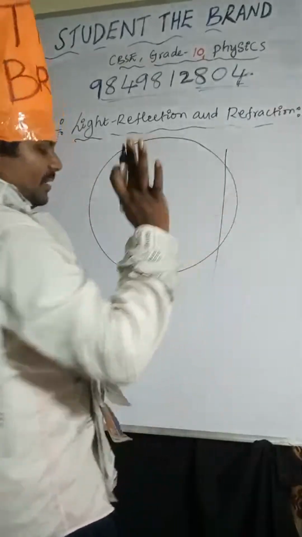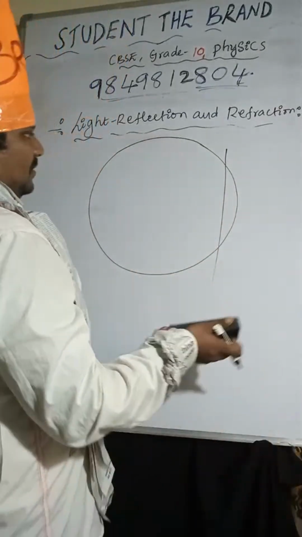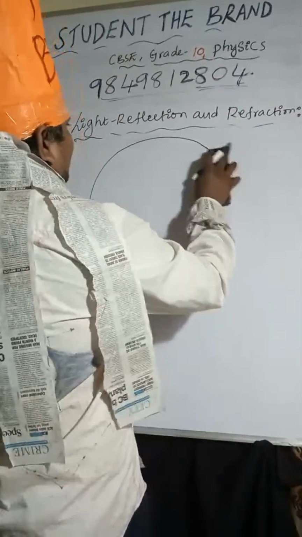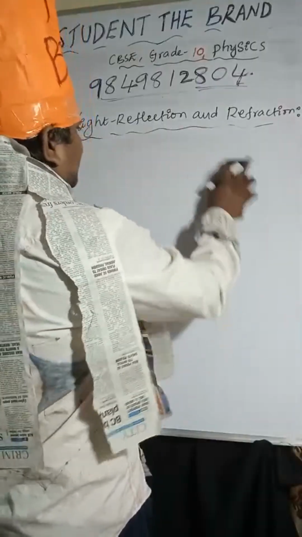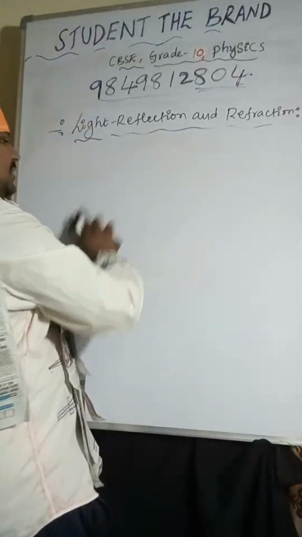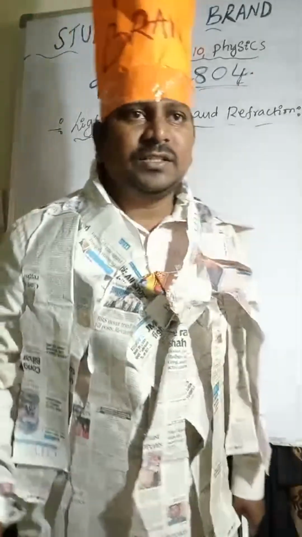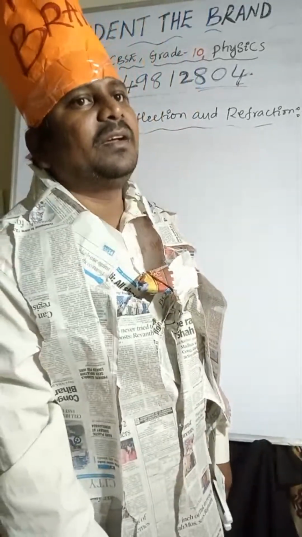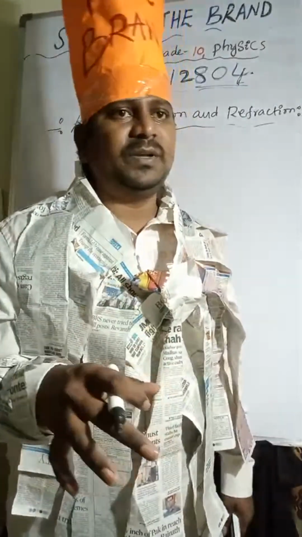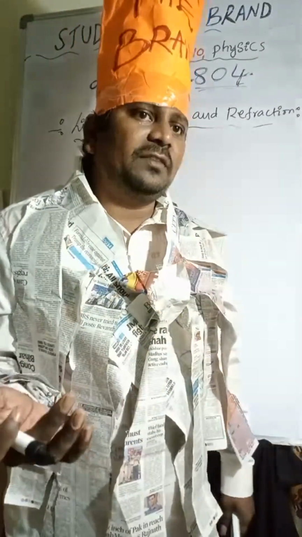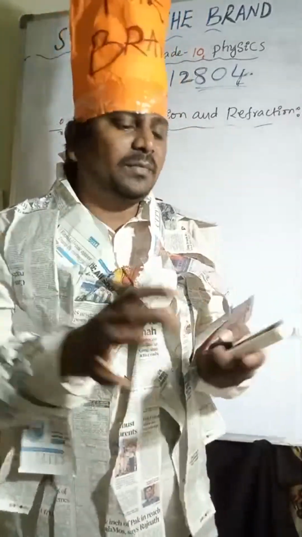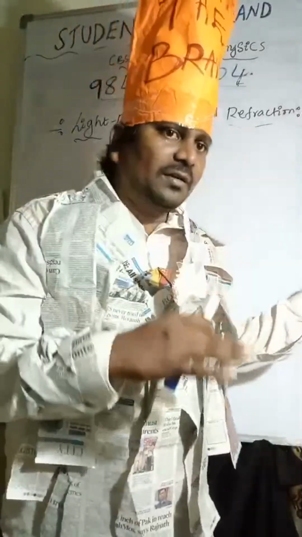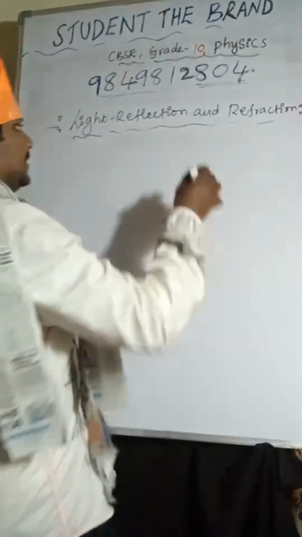So I am taking the concave mirror, like some portion of the mirror. The mirror which is in the form of a curved surface is called a spherical mirror. Depending on the reflection of light, spherical mirrors are divided into two types. One is the concave mirror, and one is the convex mirror. So now we will discuss the concave mirror.